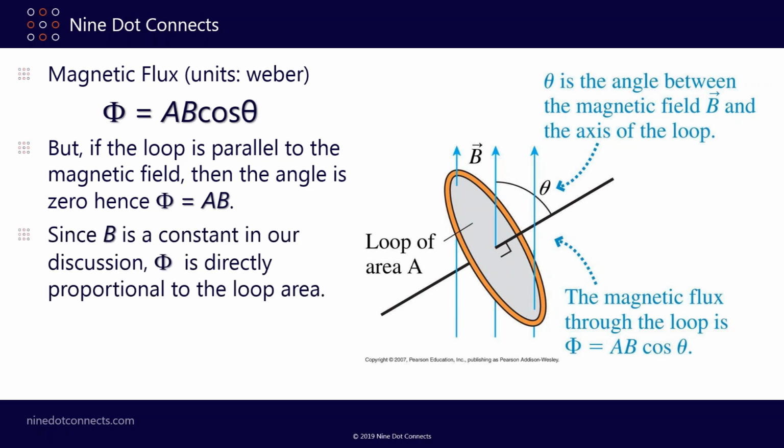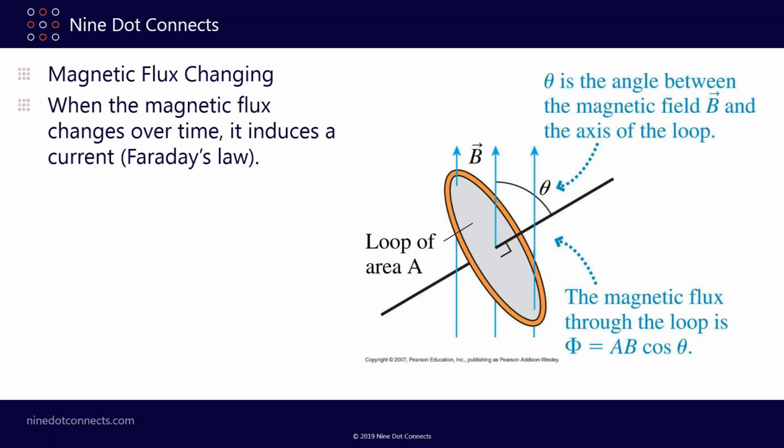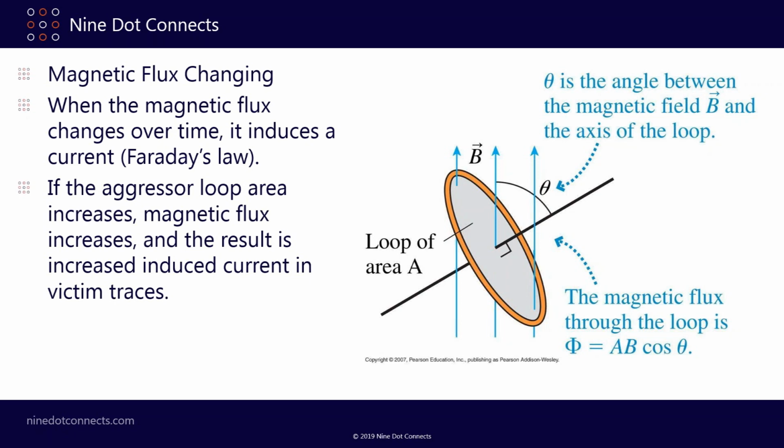Now in a switcher circuit, you're going to assume that B is a value that you can't change. It just is what it is based upon the behavior of the circuit. It's not necessarily a constant, as in it never changes. I'm just saying you can't control it, because it needs to be the current that it needs to be in order to generate the output voltage. So in that case, phi is directly proportional to the loop area. If we increase the loop area, then we've increased the magnetic flux. Why is that a big deal? Because if we change the magnetic flux over time, because of Faraday's law, that induces a current. If an aggressor loop area increases, the magnetic flux can increase, and the result is increased induced currents in victim traces.